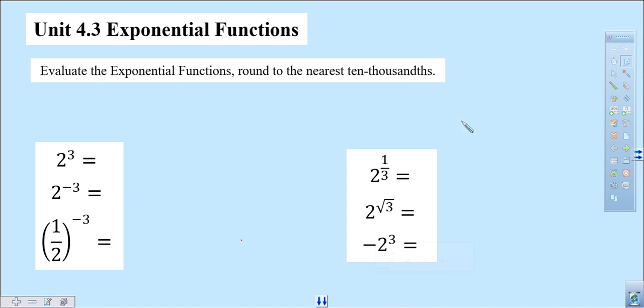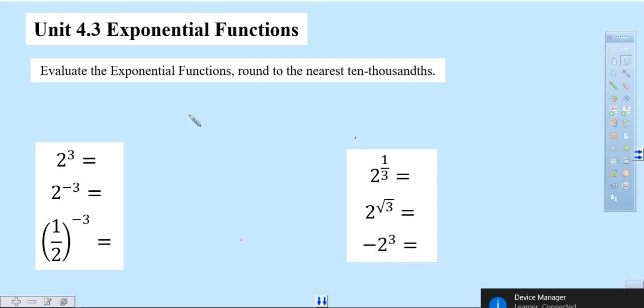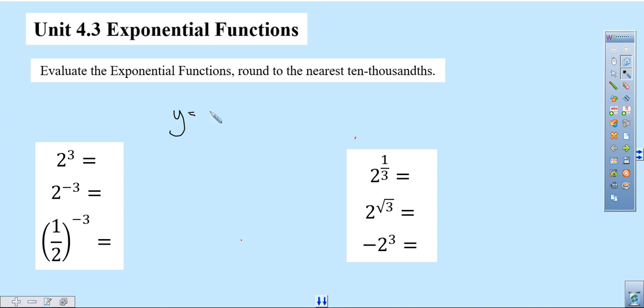So an exponential function has the format of y is equal to a times, no, let's not even put the a on there. Let's just say b to the x. So the idea here is that this could be written as f of x is equal to b to the x. And so the difference here is that these are exponential.